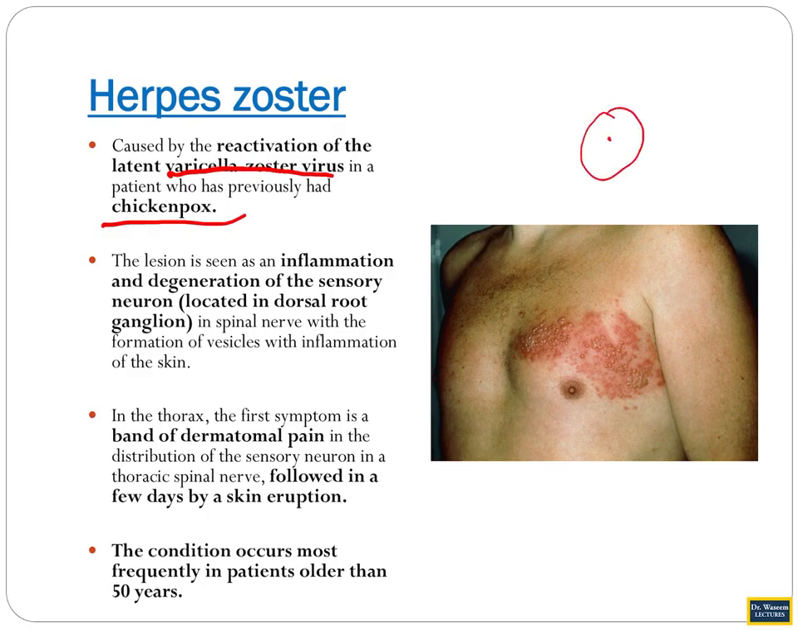Okay, they remain dormant; your immunity and immune surveillance will not allow them to actually grow there, no problem. But sometimes when the immunity depresses, due to suppression of immunity from certain other conditions, there will be reactivation of these viruses, and this reactivation will lead to inflammation and degeneration of the sensory neurons located in the dorsal root ganglia of the corresponding spinal nerves.